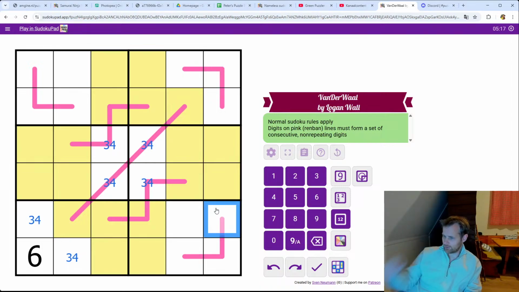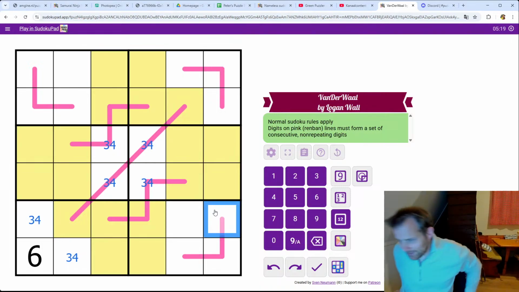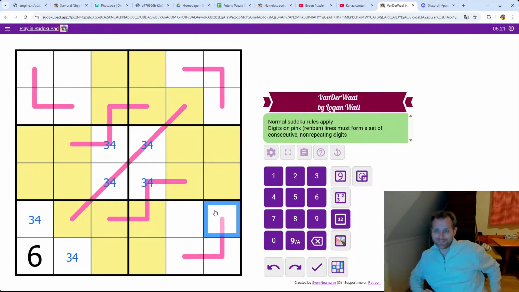I don't know Van der Waal. I am Dutch, but I don't know this physicist, to be honest.